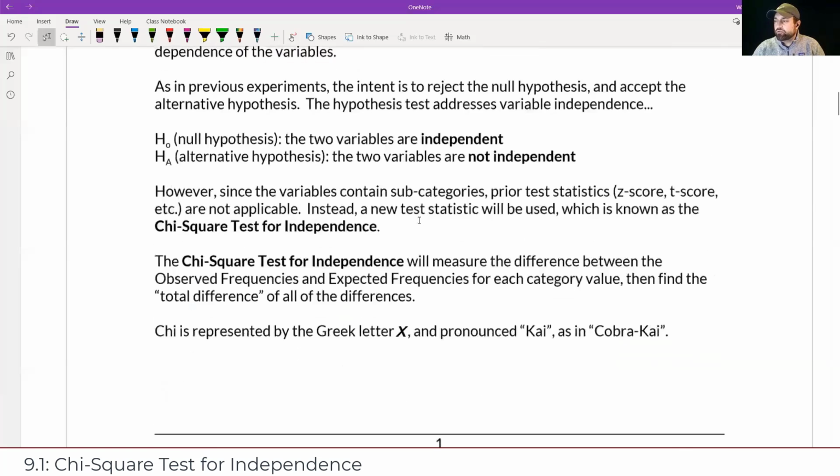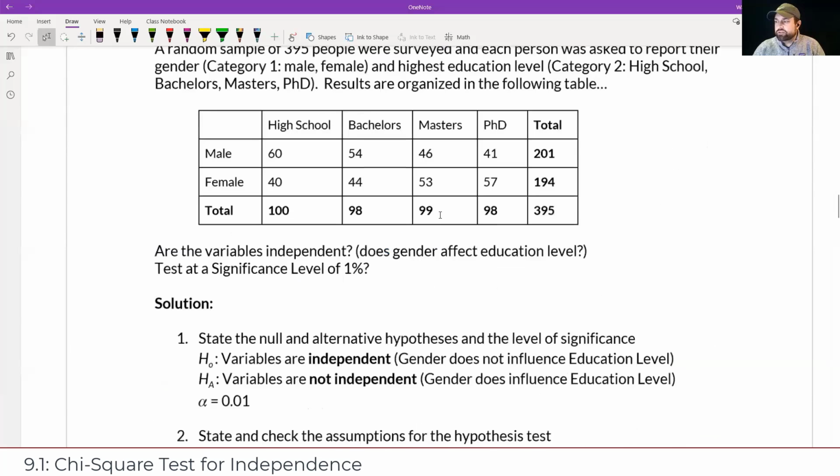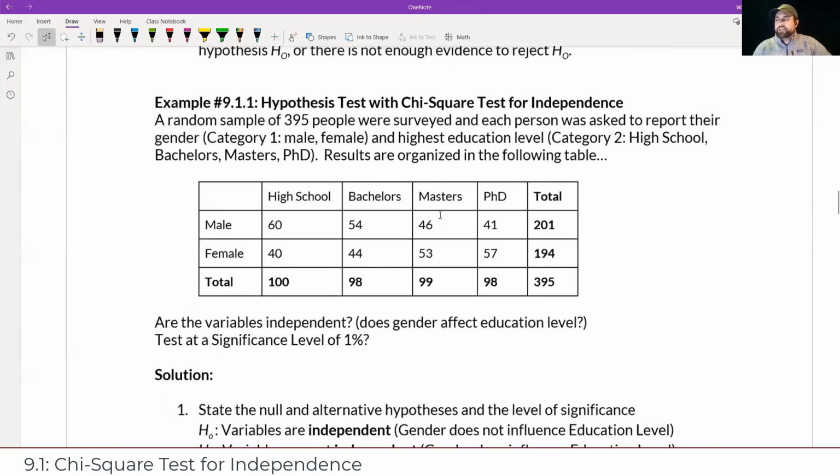So just to show you really quick what we're talking about, we'll zip down to the example problem. This is category 1, so we'll say category maybe A, and this is category B. Now this is a type of problem we couldn't do before because we didn't have the mathematics to do this. Notice category A has two options, male or female, and category B has 4 options.